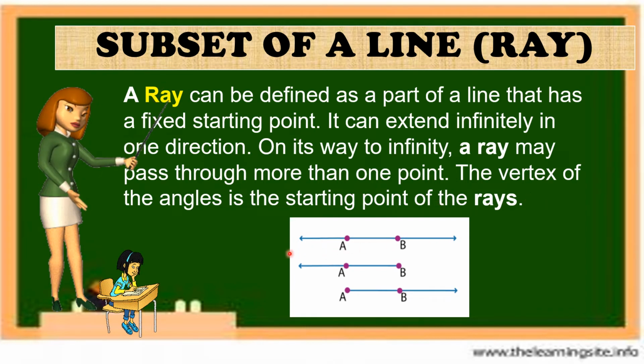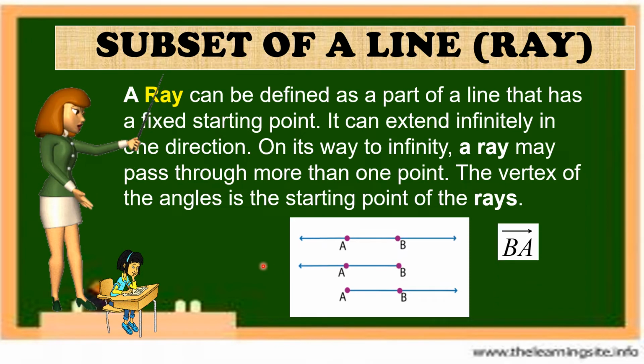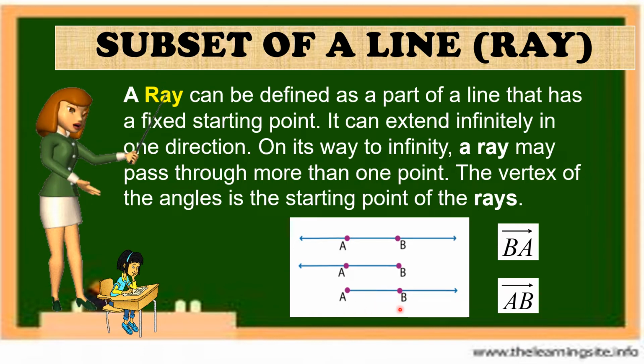So we have the given line AB. We have ray BA that is going to the left. This is the symbol for ray BA with a symbol of ray above. Then we have ray AB that is going to the right, ray AB. This is the symbol for ray AB.